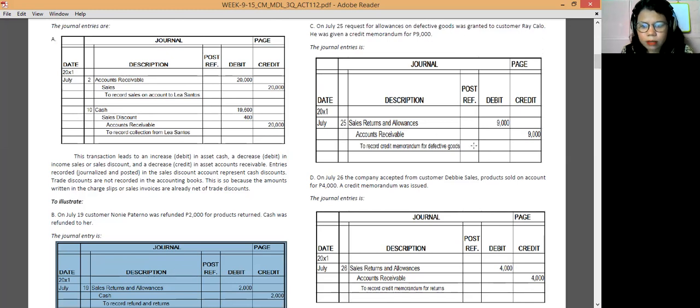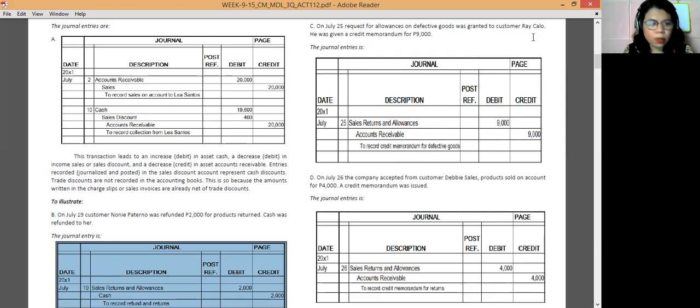So, nag-request siya ng refund. So, another, nag-decrease ulit yung ating income. Sales returns and allowances. So, under debit, 9,000. Then, accounts receivable, nag-decrease po ang ating asset, diba? Yung accounts receivable. So, ilalagay natin siya sa credit, 9,000. So, to record credit memorandum for defective goods, diba?